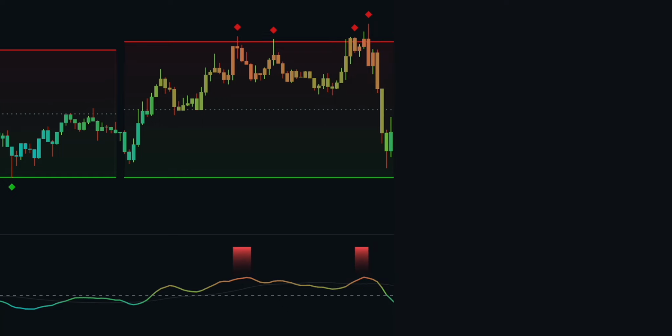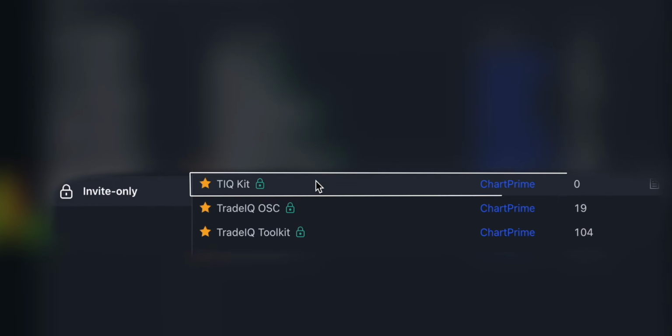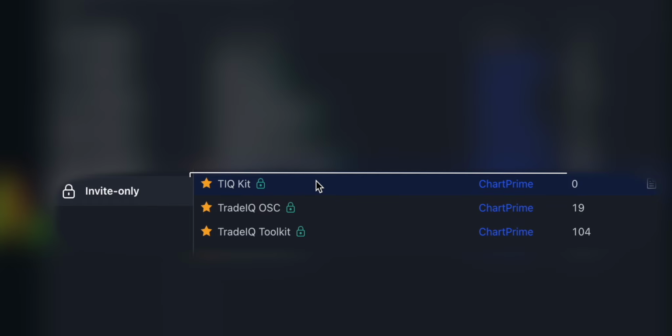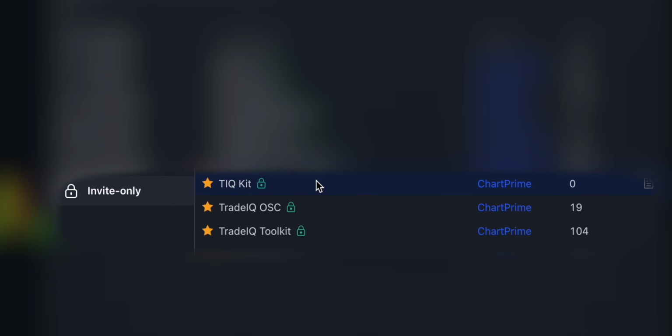Finally, let's unveil our most powerful and accurate TradingView indicator. It's called the TIQ kit. This indicator has just been released. It is an updated version of my TradeIQ toolkit. I believe every trader should have this indicator in their toolbox to become consistently profitable.